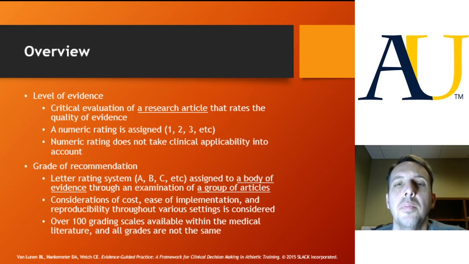Now, the other thing to keep in mind is we're going to describe a few different level of evidence scales as well as grade of recommendation scales, but there are literally hundreds of these described in the medical literature, and they're not all the same. So to describe a grade of recommendation as an A or a level of evidence as a 1 really doesn't mean anything unless we know what group we are using to define those. And so we'll talk about a few of those different groups, but know that those are just a sample of what's available in the literature.